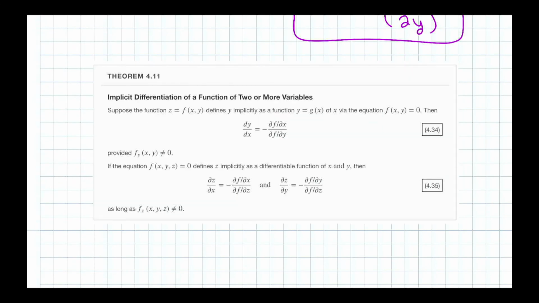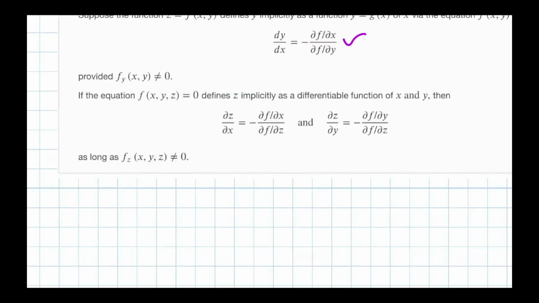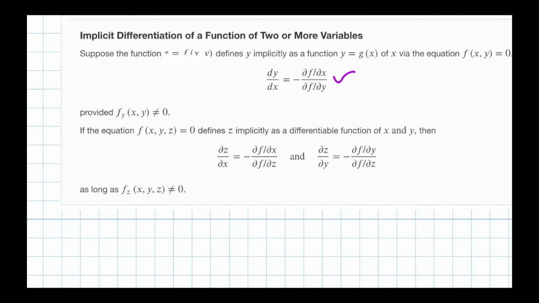All right. So there's the formula for implicit differentiation here of two or more variables. And the formula we just calculated is right. This one right here is just this one right here. This is if z is a function of x and y, then this is the only dy dx you can calculate. They say provided fy is not zero because that's in the denominator. So obviously you can't divide by zero.